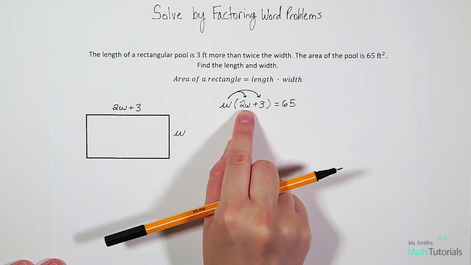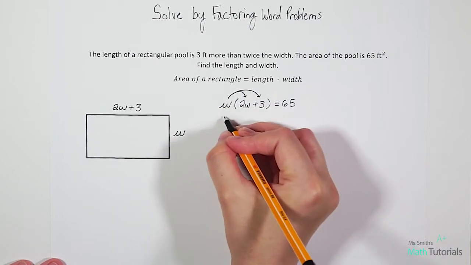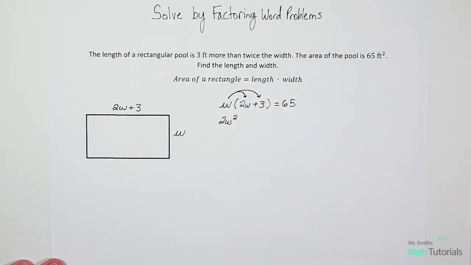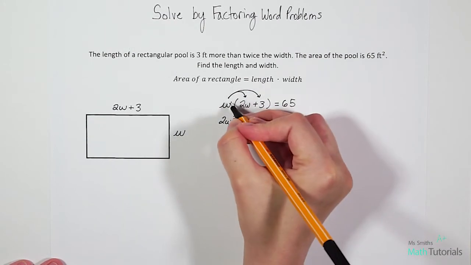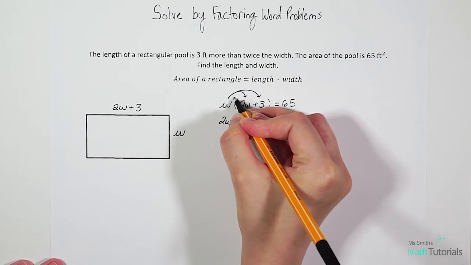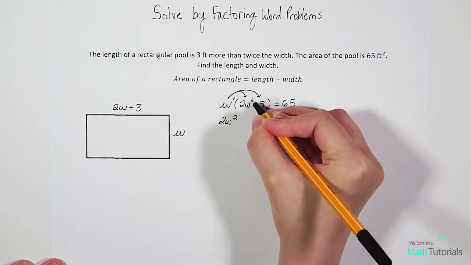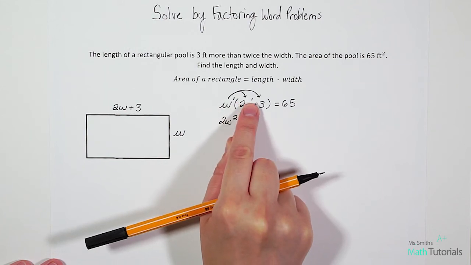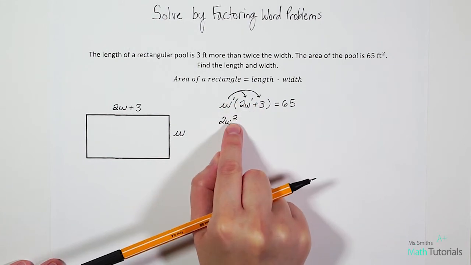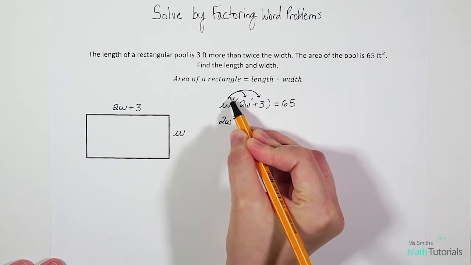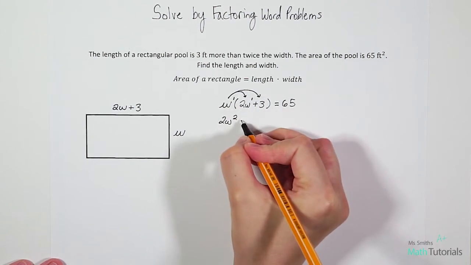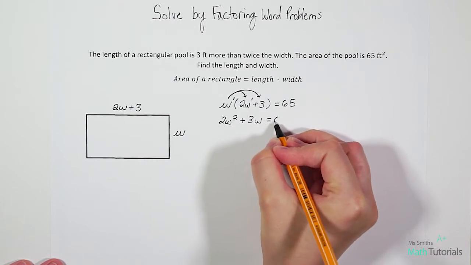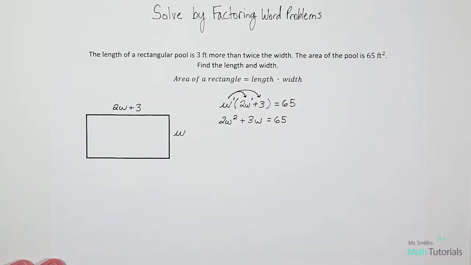W times 2W, that is going to be 2W squared. That goes back to our laws of exponents. This W has an exponent of 1, as does this W. And anytime we multiply with exponents, we add the exponents. So 1 plus 1 is 2. Okay, so next we do W times a positive 3, which would be a positive 3W, and it equals 65.